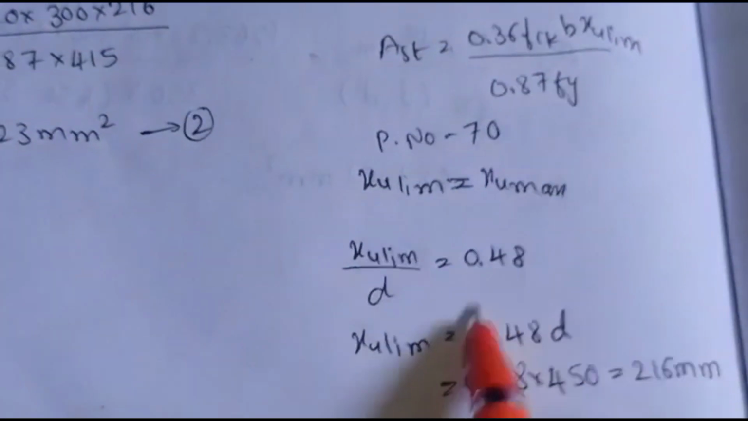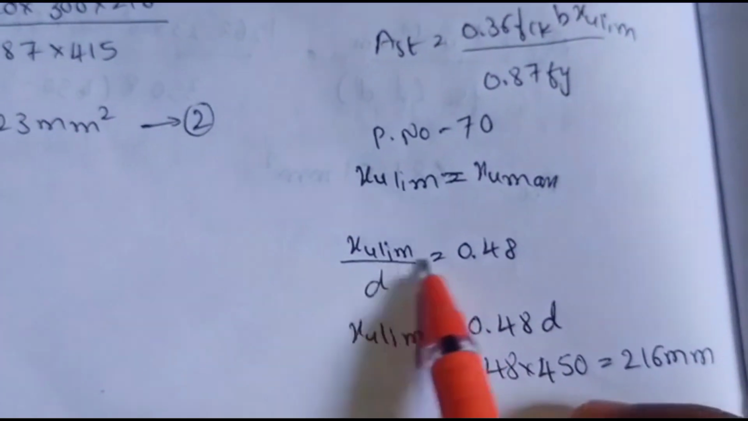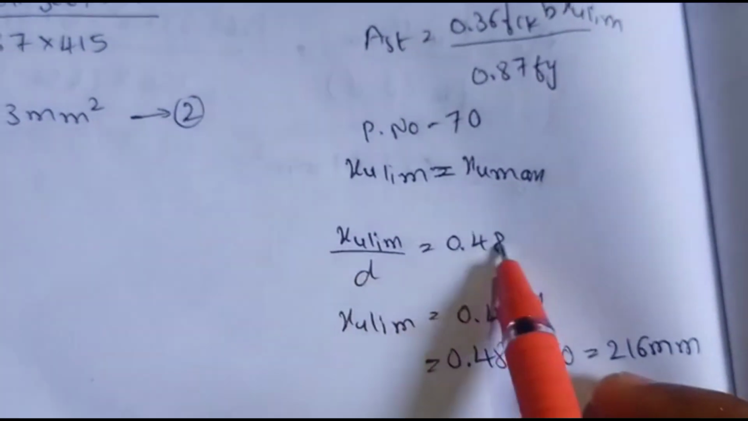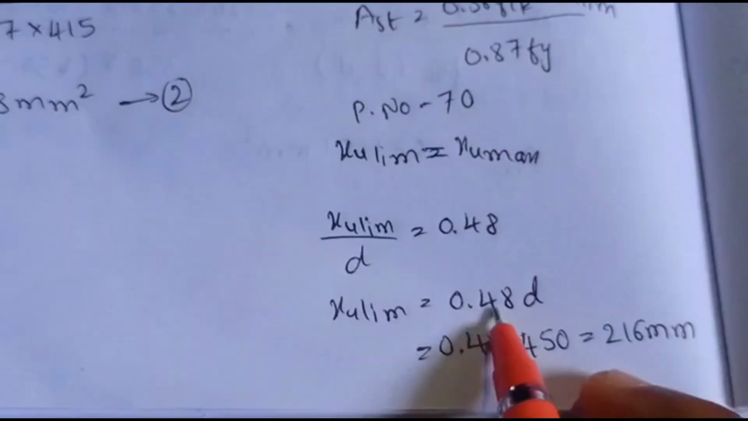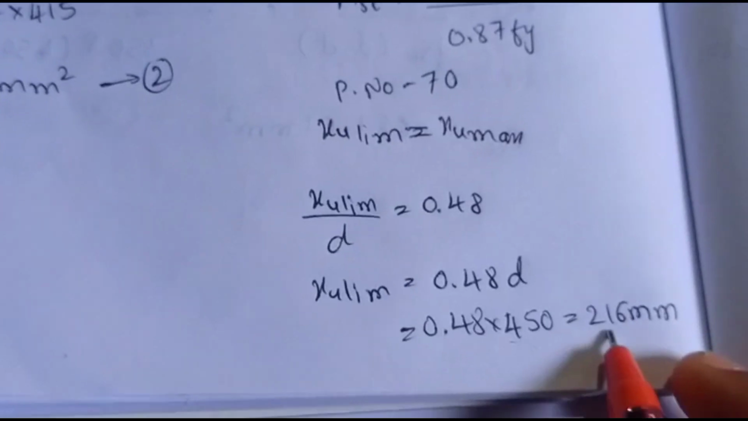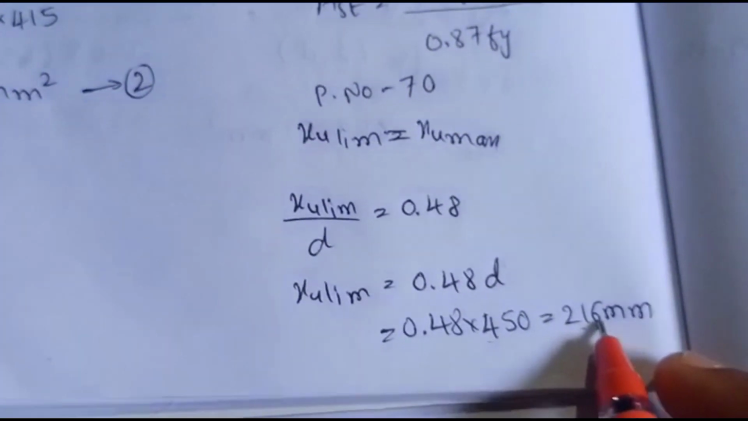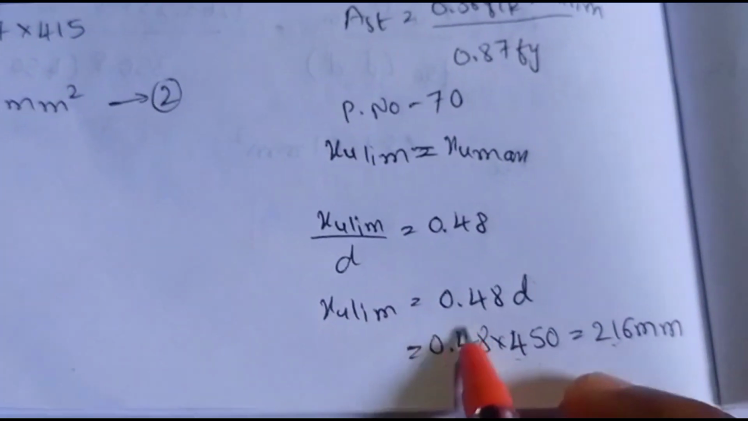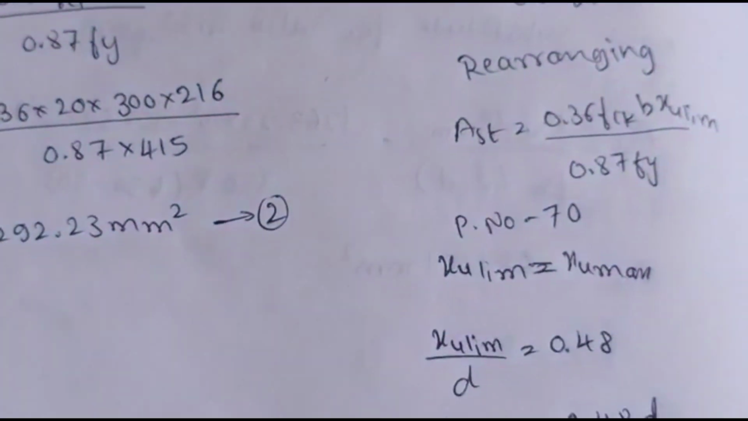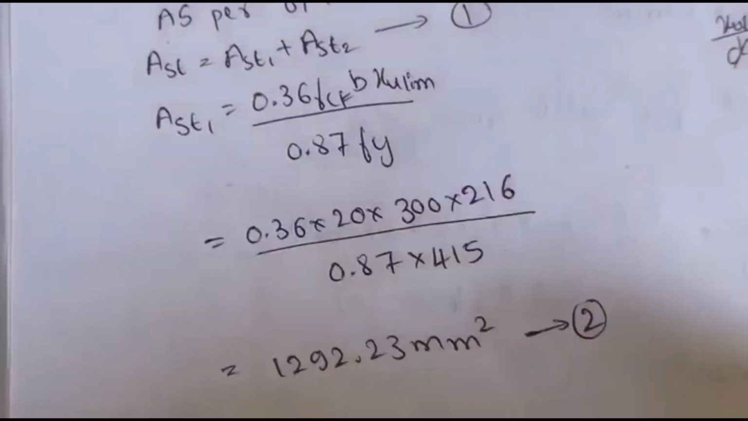For that, XU limit divided by D is equal to 0.48. So I am moving D to here. XU limit is equal to 0.48 D. So substitute the D value. Simplify this. We will get 216 mm as our XU limit value. So by using this formula, we will calculate the AST1.